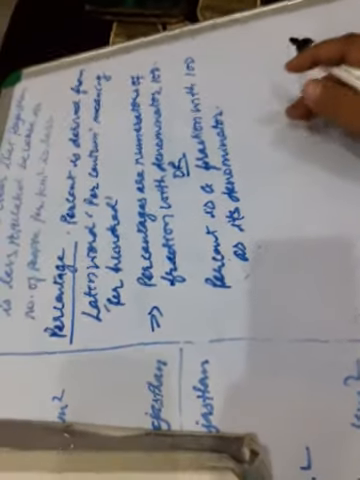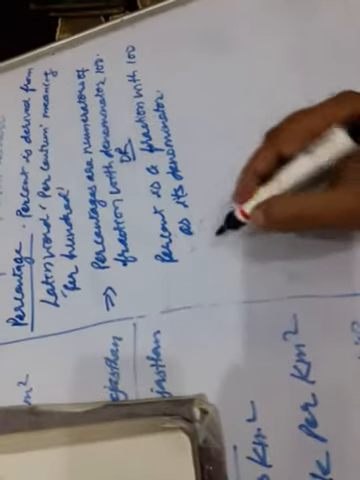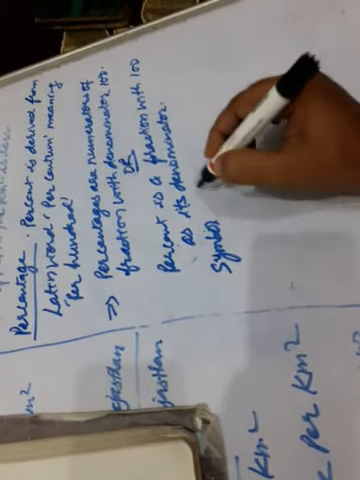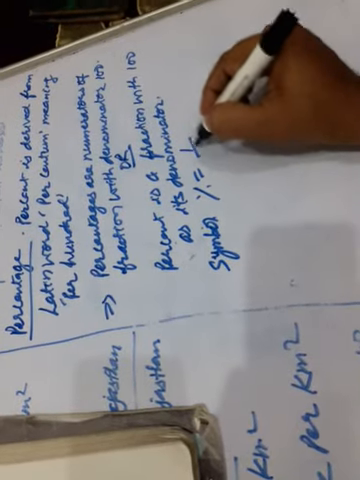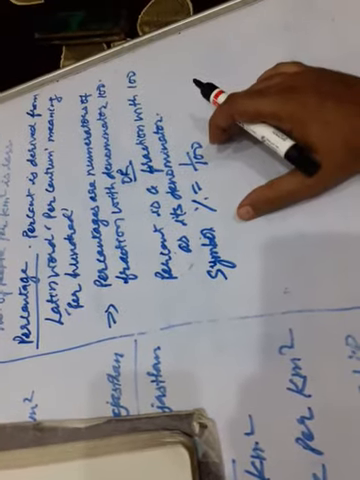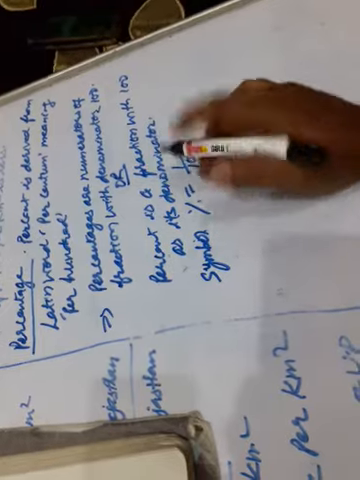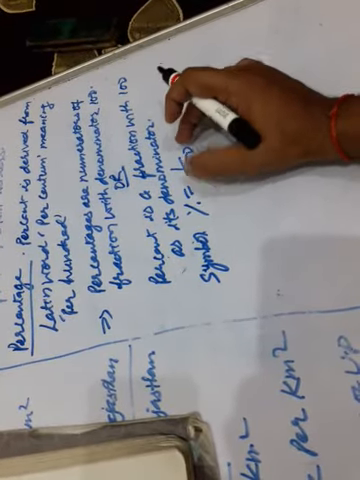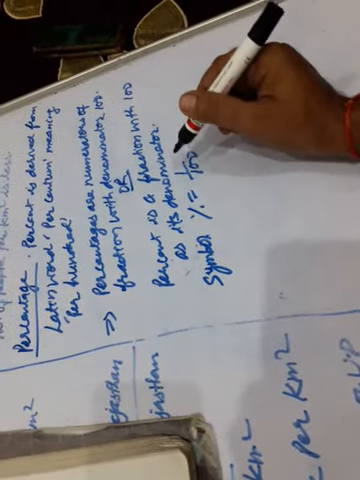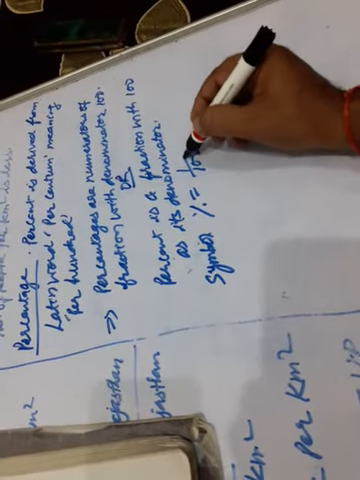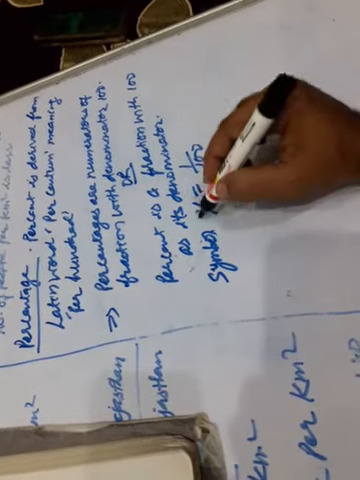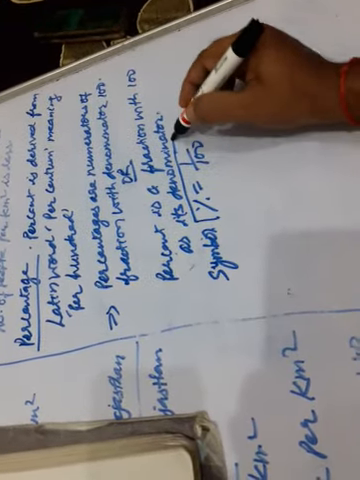Okay, children. Now it is very clear. Now what is the symbol of percent? The symbol of percent means 1 upon 100. As you understand, percent means per 100, that is, 1 out of 100. Okay, so this percent equals 1 upon 100. It is the numerical value of the percent symbol.